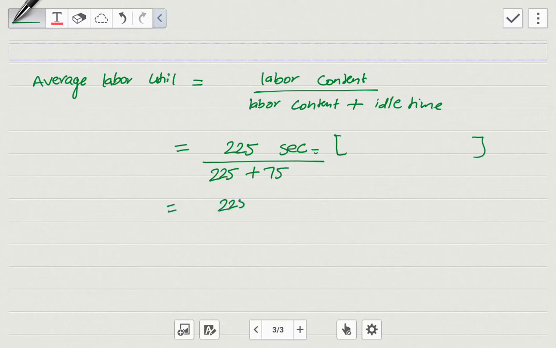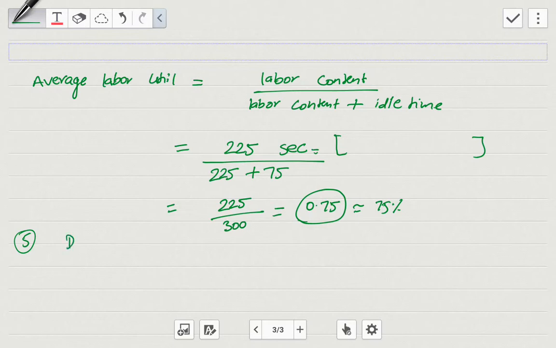Thus, we have 225 divided by 300, which is the same as 75%. Thus, the average labor utilization is 75%. The fifth question is, assume each worker is paid $15 per hour. What is the cost of direct labor for the bicycle?